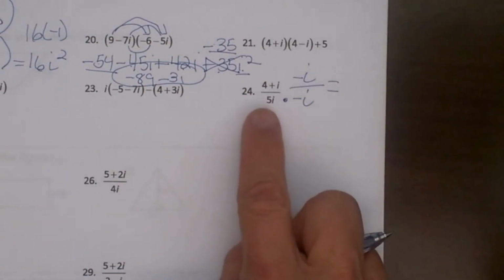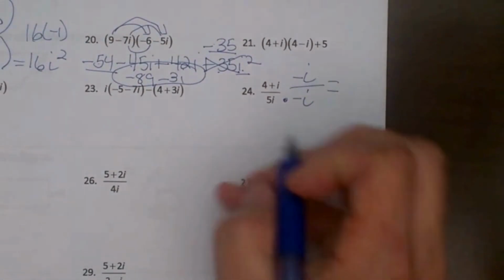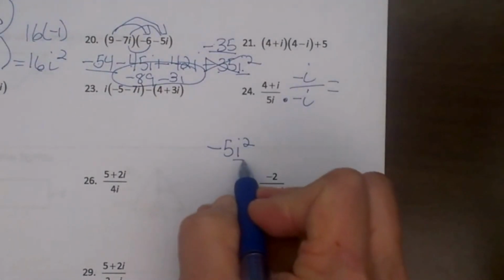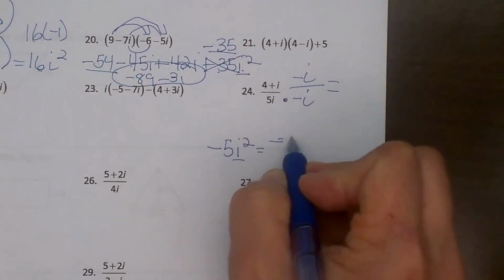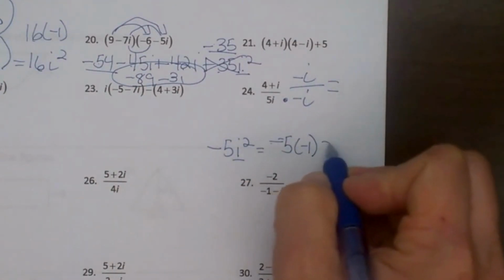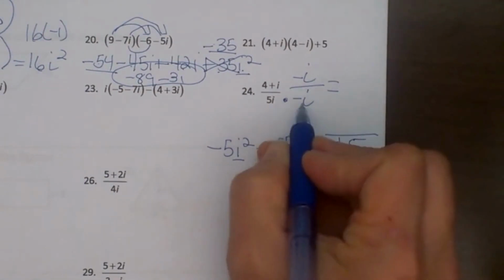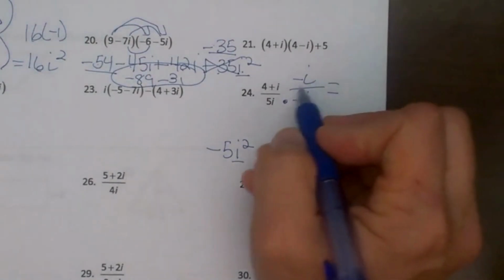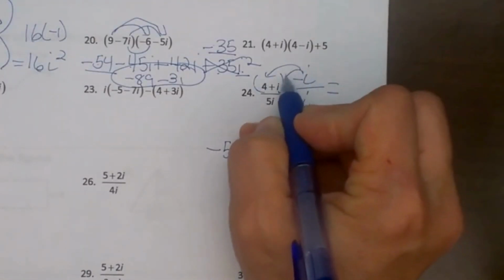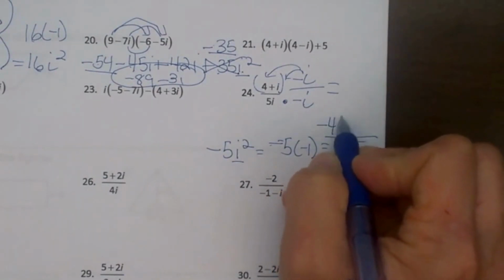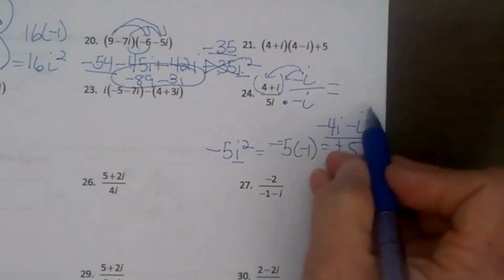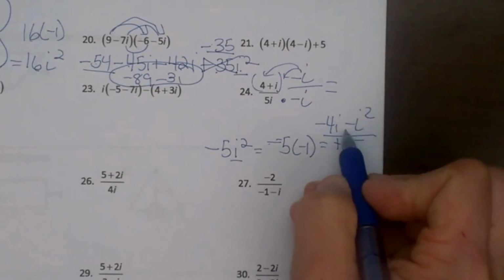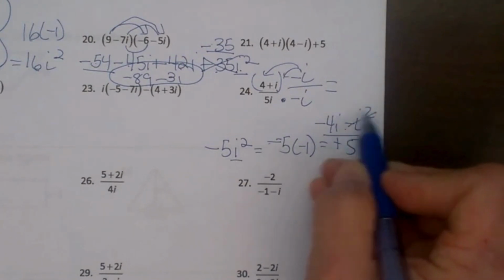Okay, let's multiply the denominator. 5i times negative i is negative 5i squared. Well, we know i squared is negative 1, so let's replace that with negative 1, and we end up with a positive 5. So by multiplying by negative i, I'm getting a positive denominator, which is what I want. Then on top, I have to distribute, so I end up with negative 4i minus i squared. And again, we need to simplify that i squared. i squared is negative 1, so minus this negative 1 ends up being plus 1.